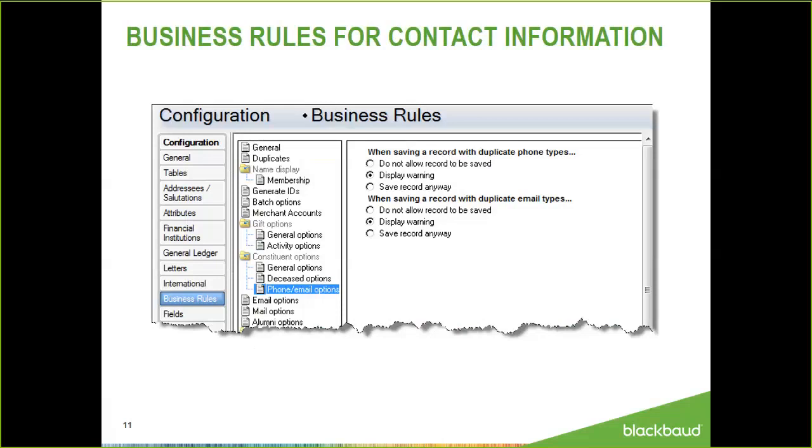The business rule can be set separately for both phone and email addresses, and the options you can choose from are Do Not Allow Record to be Saved, Display Warning, or Save Record Anyway.